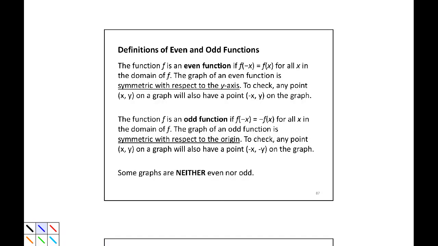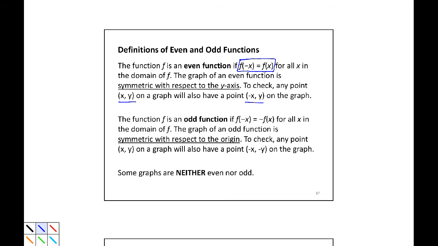The test to determine if a function is even or odd is built into this definition. A function is an even function if f of negative x equals f of x. We saw this actually in a previous section. If those two functions, f of negative x and f of x, are equal, then it is symmetric with respect to the y-axis. On a graph, we can see if the point negative x, y is also on a graph when the point x, y is.